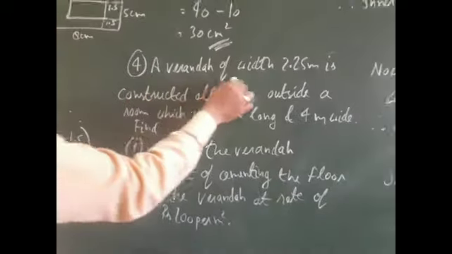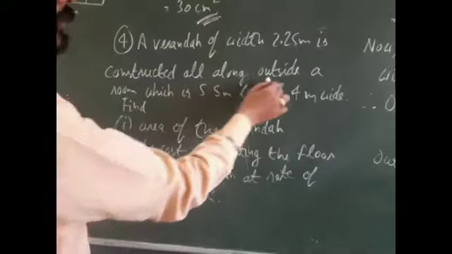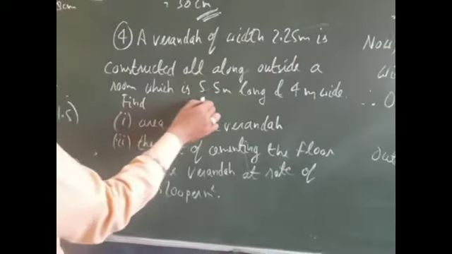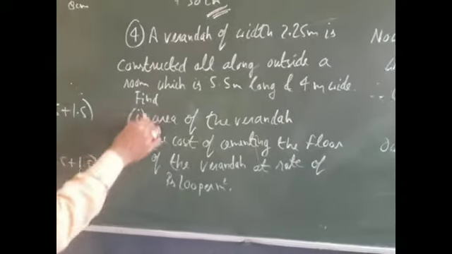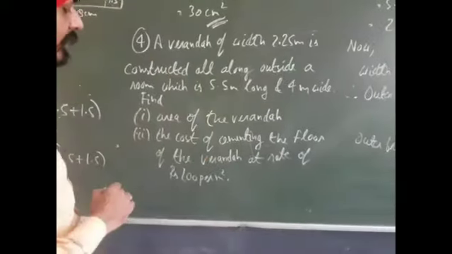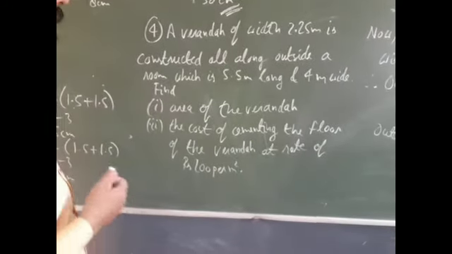A veranda of width 2.25 meter is constructed all along outside a room which is 5.5 meter long and 4 meter wide. Two parts are there. First part, you have to find the area of the veranda. Then you have to find the cost of cementing the floor of the veranda at a rate of rupees 200 per meter square.